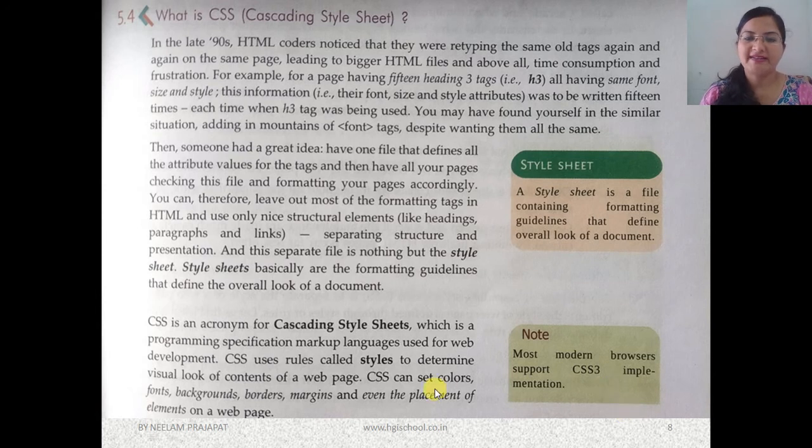So CSS can set colors, and we can also set the font, meaning the style of the text. Background also we can set, like background images and background color, then borders, margins, and even the placement of the element on a web page. If we have to put an element somewhere, we can do that with the help of a CSS file. Most modern browsers support CSS3 implementation.